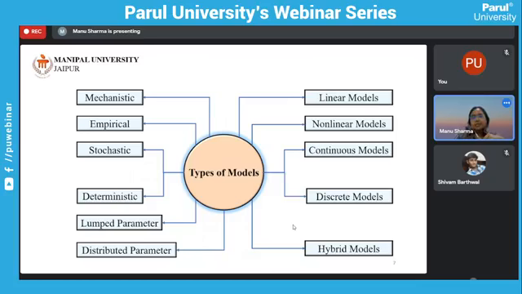Other types of models are linear models, which are based on the type of mathematical equations that we get, non-linear models, continuous models, discrete models, and a combination of different models, which is the hybrid model. This is the hybrid model which we generally encounter in industries. We get a combination of linear equations, non-linear equations, and differential equations, which can be ordinary or partial differential equations. So we get a set of different types of mathematical equations. That is known as the hybrid model. In industry we generally encounter hybrid models.